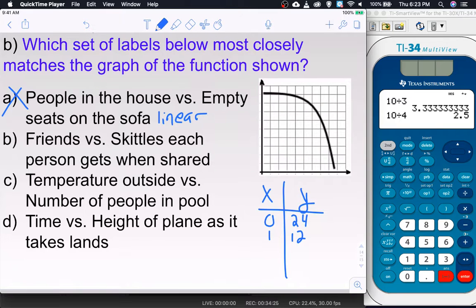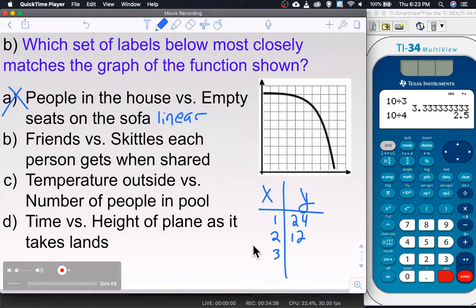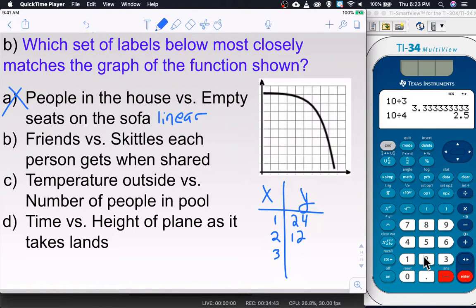If I have 2 other friends, and I take that 24 divided by all 3 people, or maybe this is a little confusing. Here's 1 person, just me. Here's 2 people, me and my friend. Here's 3 people, me and 2 friends. So if I took that 24 divided by 3 people, each person gets 8 Skittles. If I divide that same number of Skittles by 4 people, each person gets 6.